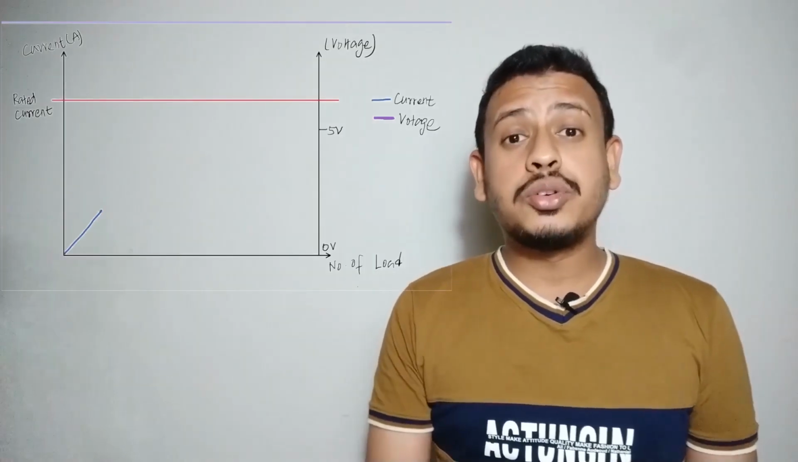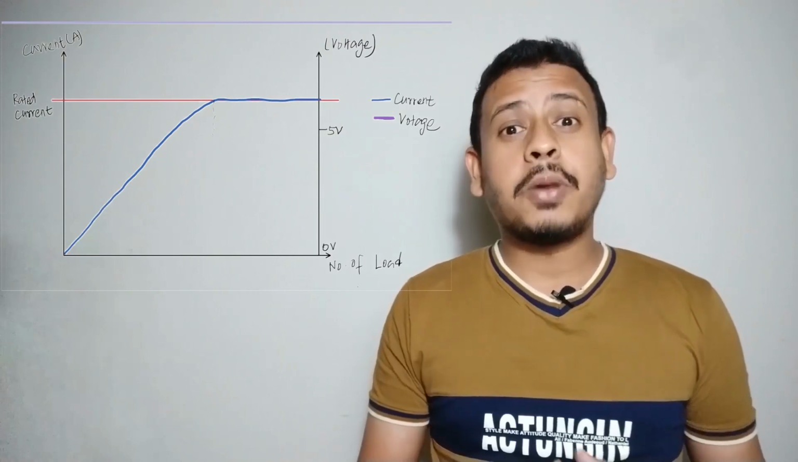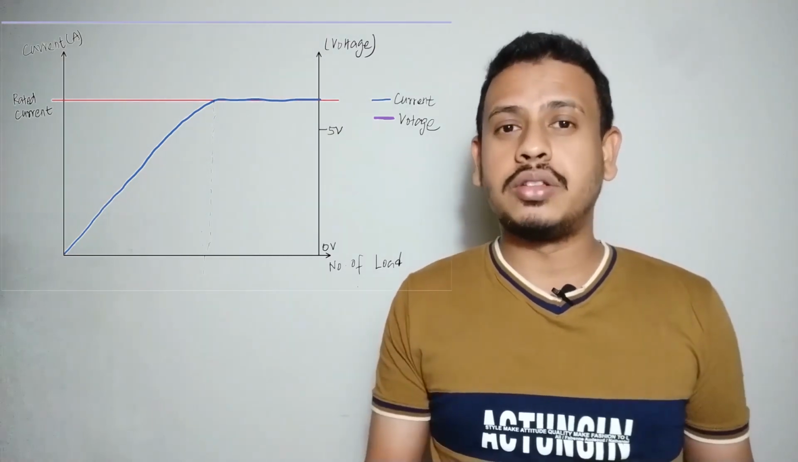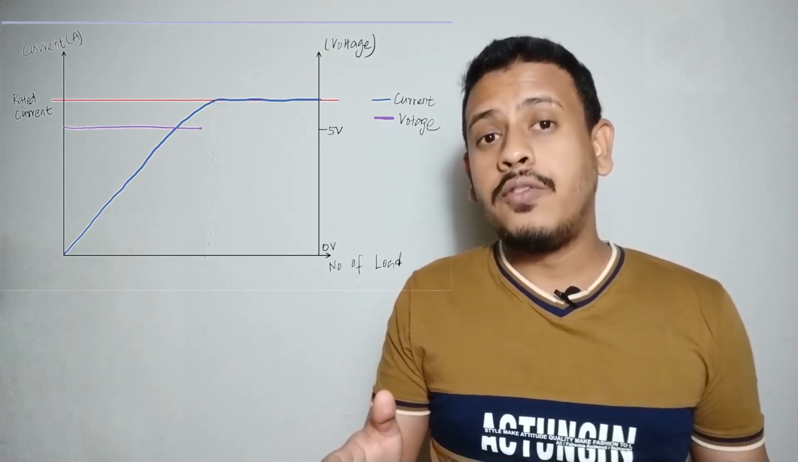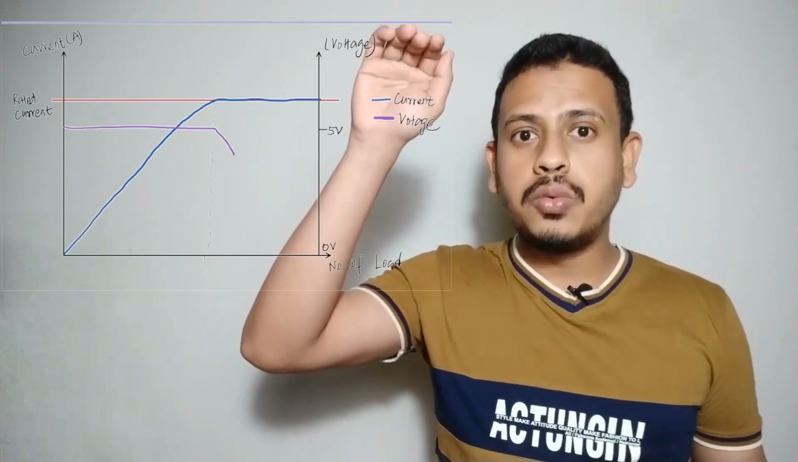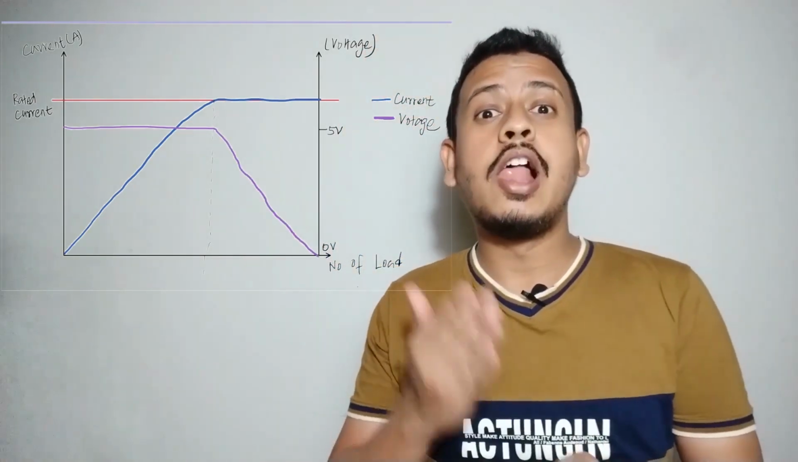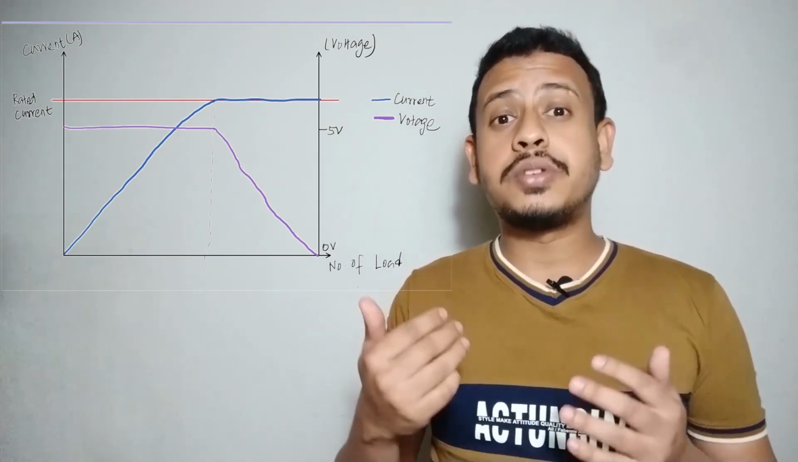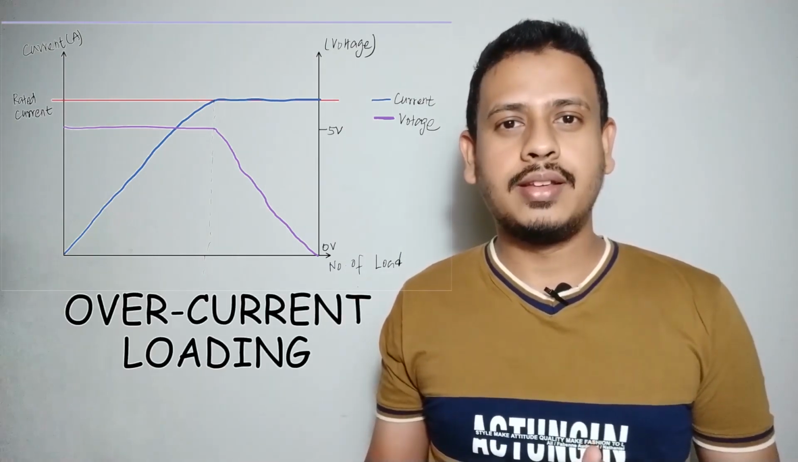If the current consumption of the load goes beyond the rated value, the power supply will not be capable of providing that much current to the load. The output voltage, which is 5 volts, will slowly drop from 5 volts to 0 volts as you keep on increasing the load. This phenomenon of dropping of output voltage when the current consumption is beyond the rated current is called overcurrent loading.